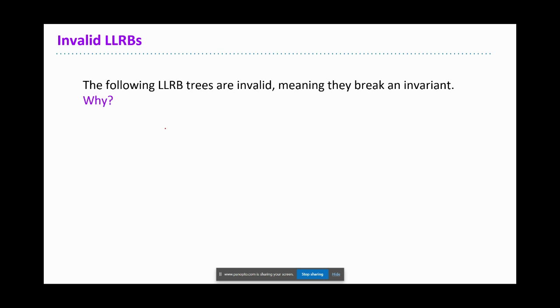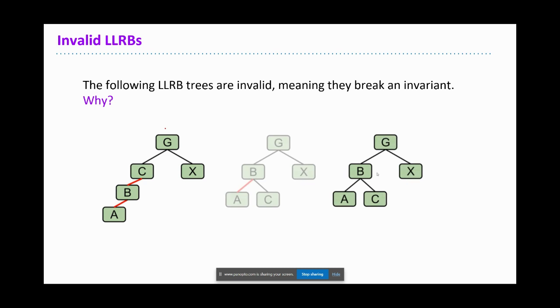So here's an example problem of some invalid left-leaning red-black trees. I'm just going to put them on the screen. If you can, take a second to look through these and figure out why they're invalid. Okay, so hopefully you paused and took a look at it. Maybe it was reviewed from section, but let's go over this first one. The steps we're going to take are to look at the tree, go through each of the invariants, and see if it breaks any of those.